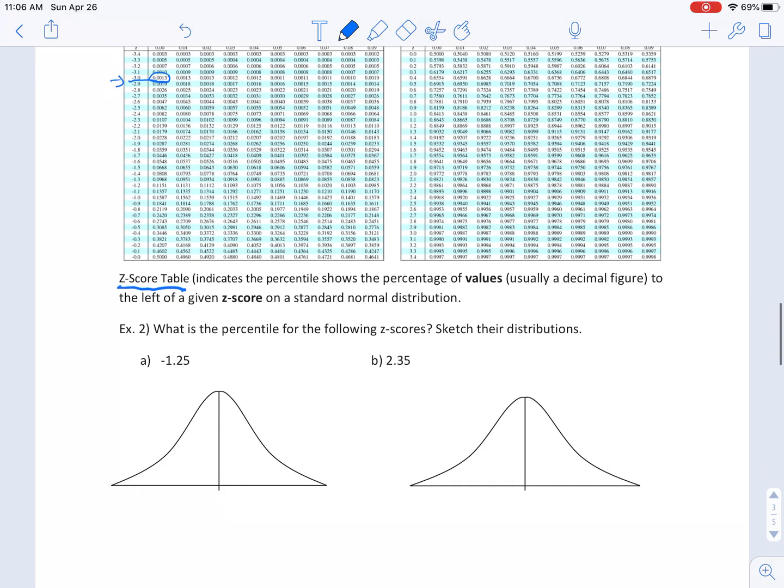So let's just try using this table. It says, what is the percentile for the following Z-scores, and sketch their distributions. So this is my Z-score. What that means, again, is that I am 1.25 standard deviations below the mean.